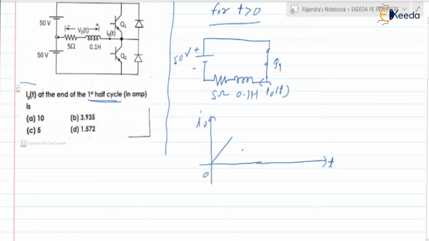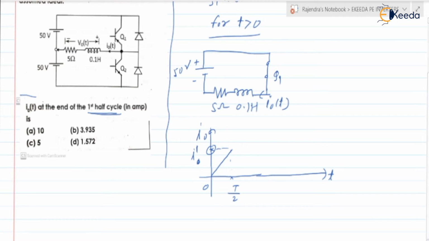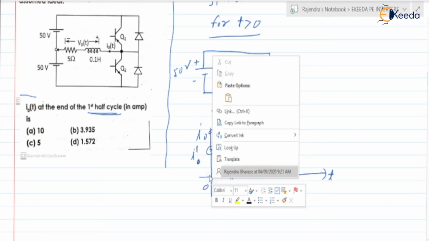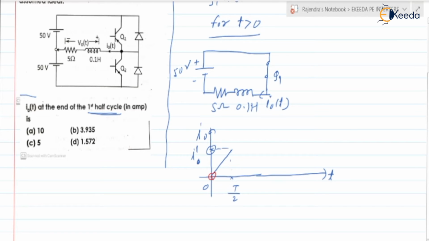At the end of the first half cycle they have asked. Suppose this is the first half cycle, this is T by 2, and our task is to find this current. Consider this current as I0 dash, that is the current at the end of first half cycle. The initial current flowing through the load is equal to 0 ampere, so we can write I0 at t is equal to 0 is equal to 0 ampere.